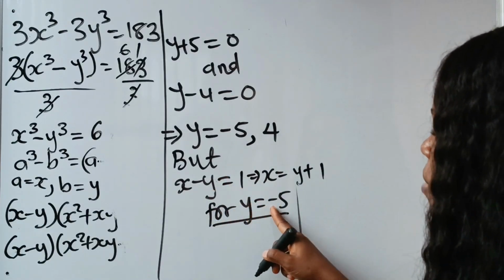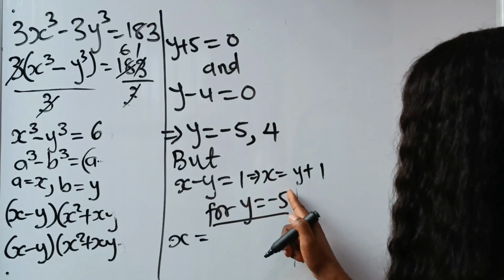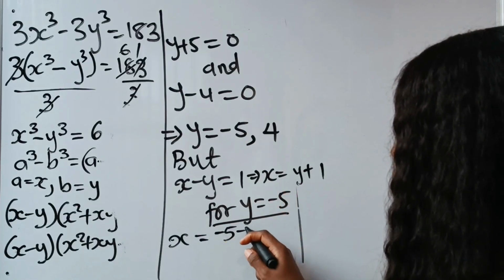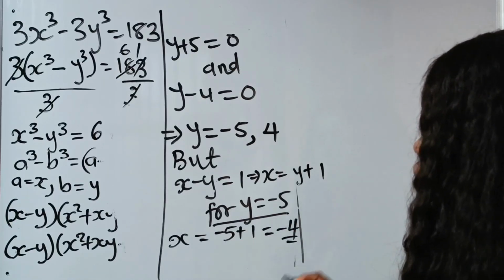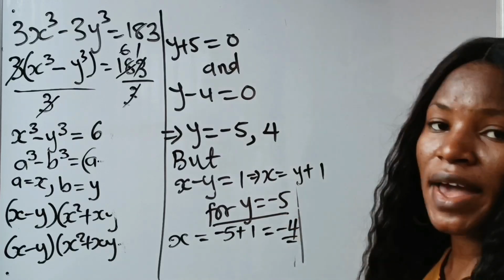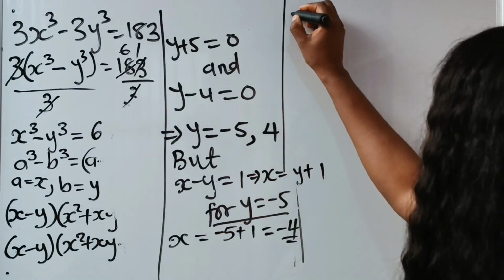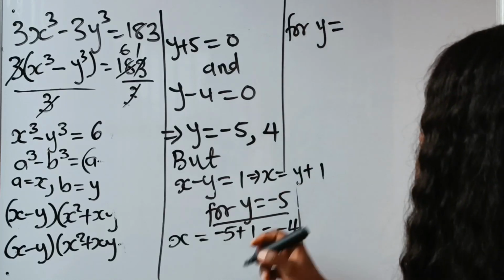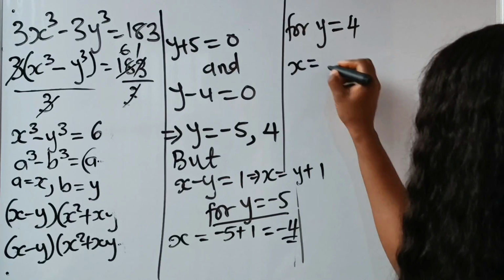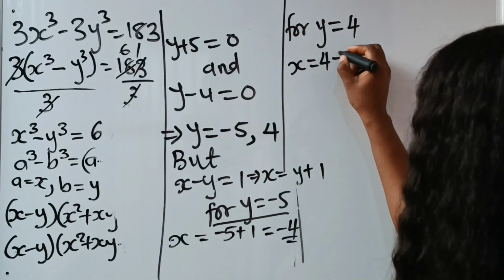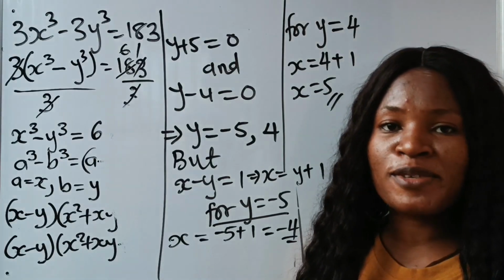Therefore, if we say let our y be equal to minus 5, then the first value of our x will be equal to y, which is minus 5 plus 1, and that will give us minus 4. So when x is minus 4, our y is minus 5. Now similarly for y equals 4, when our y is equal to 4, then our x is equal to y plus 1, that is 4 plus 1, therefore our x is equal to 5. So these are the values of our x and y.